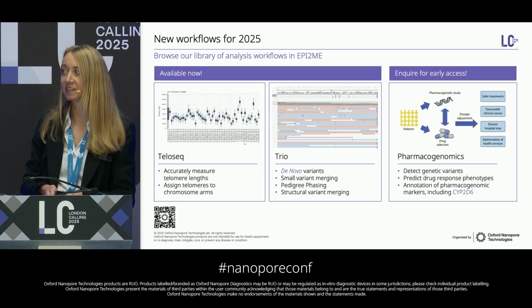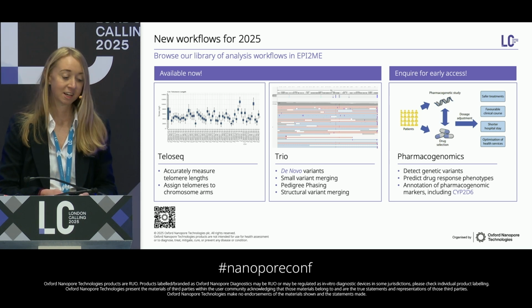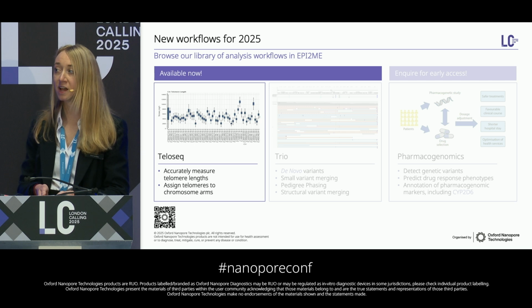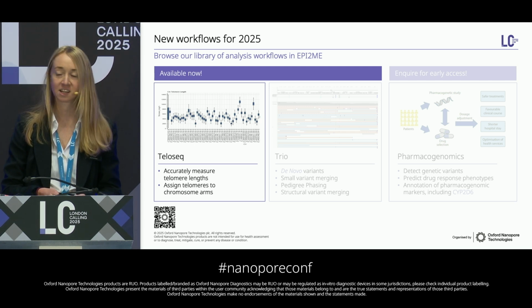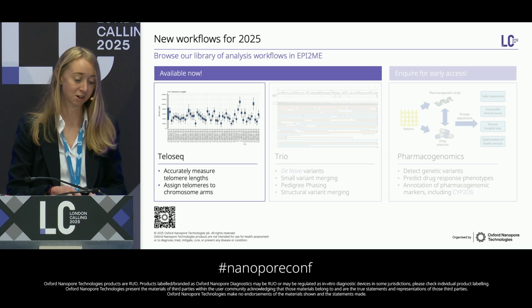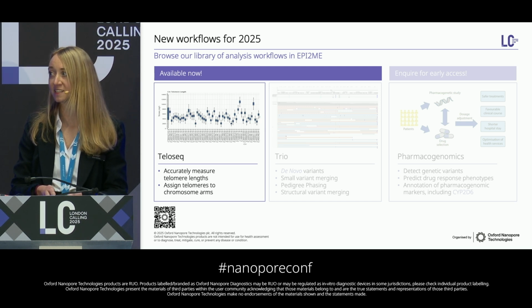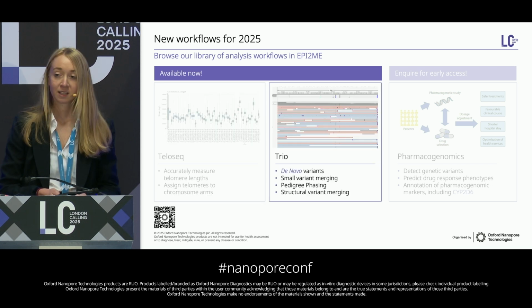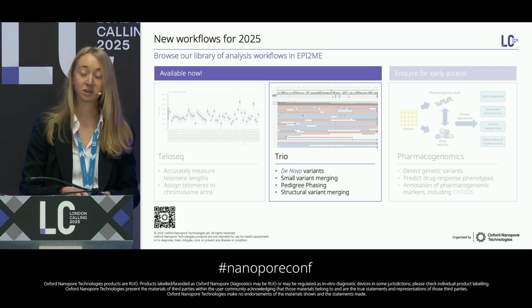As well as maintaining and improving the existing workflows, we're also always releasing new ones. So new for 2025, we have the TeloSeq workflow. For anyone that came to London Calling last year, you may have seen Carol Greider's talk on telomeres, so you'll know how important and interesting they are. The TeloSeq workflow allows you to get accurate measurements of your telomere lengths and also assign them to the various chromosomal arms.